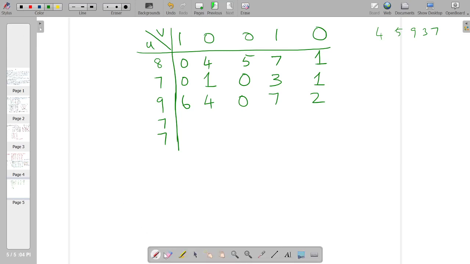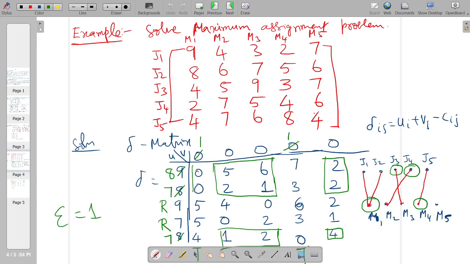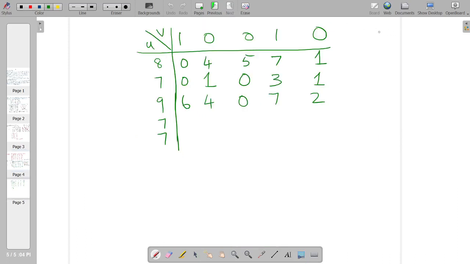So in this case the next entries are 6 4 0 7 2. Now let me write the fourth row entry: 2 7 5 4 6.